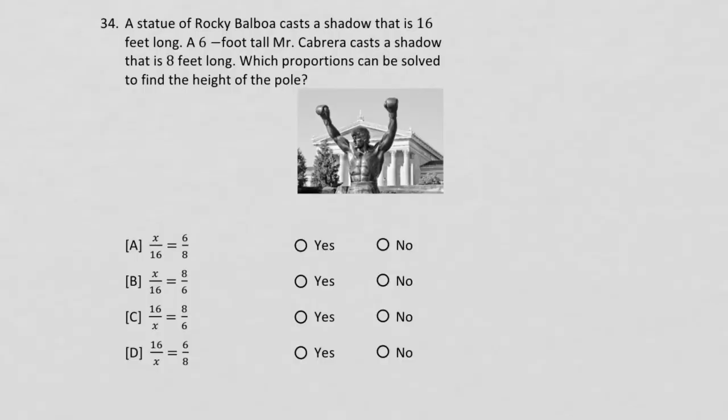Okay, 34. A statue of Rocky Balboa casts a shadow that is 16 feet long. A 6-foot tall Mr. Cabrera casts a shadow that is 8 feet long. Which proportions can be solved to find the height of the, not the pole, that's a mistake, of the statue. I should say statue.